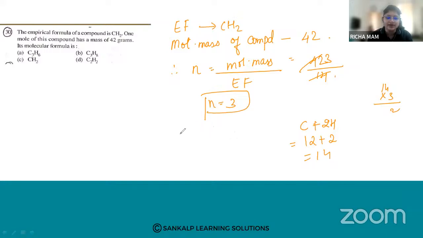N is 3 here. Now, what will be the molecular formula? We know that molecular formula is equal to N into EF. N is 3, EF is CH2, so it is C3H6. Are you getting the same? Madan and Vamshi Krishna have answered it as A. Yes, A is the correct answer. Got it? Is it clear? Shall we move to the next question?